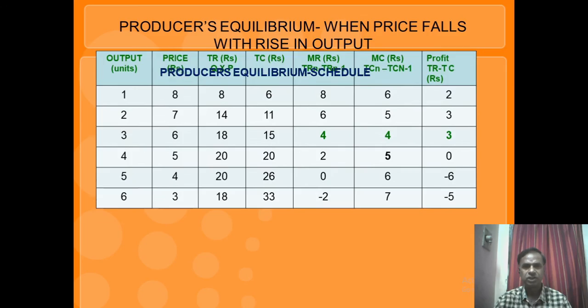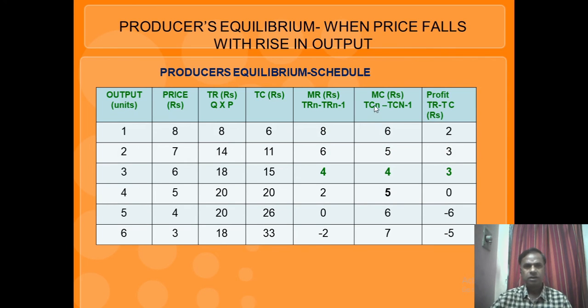You see here the schedule. Here the price falls. There price is constant. Here price falls. Again TR is equal to Q into P. 8 into 1, 8, 7 into 2, 14, 6 into 3, 18. So we calculate TR. TC is given. MR is calculated from TR. 8, 14 minus 8, 6, 18 minus 14, 4, 20 minus 18, 2, 20 minus 20, 0, 18 minus 20 is minus 2.